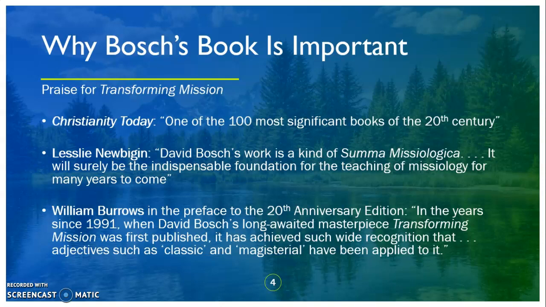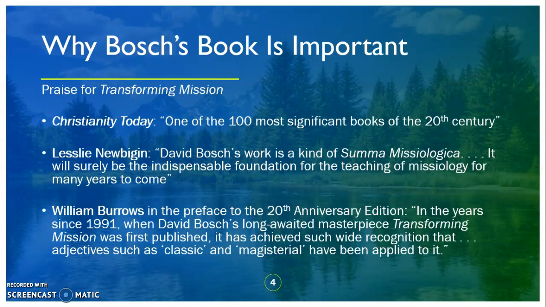There are different ways of how we can identify whether a book is particularly important, but one of the ways is to identify what other people have said about it. Here we find three examples of praise for Transforming Mission, the kind of praise that's often found on the back cover of a book. One is from Christianity Today, the well-known magazine within the evangelical world, and they say that David Bosch's Transforming Mission is one of the 100 most significant books of the 20th century.